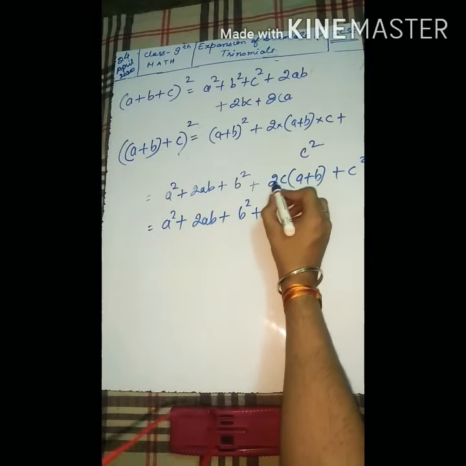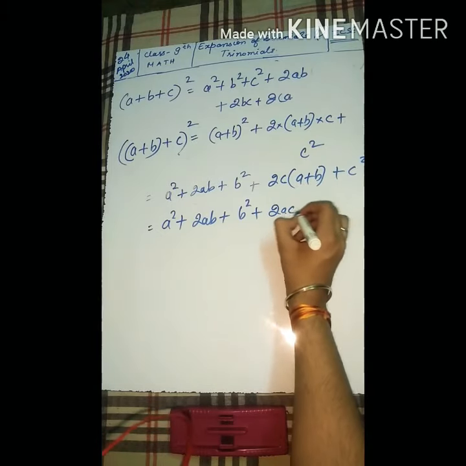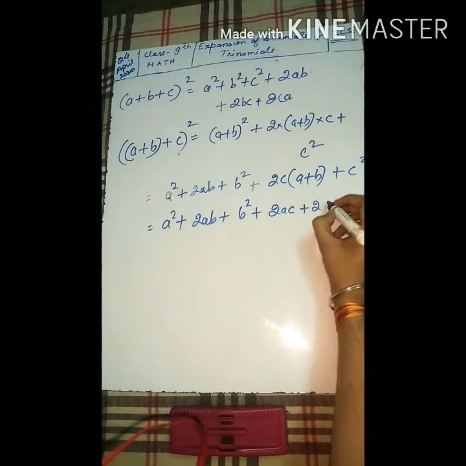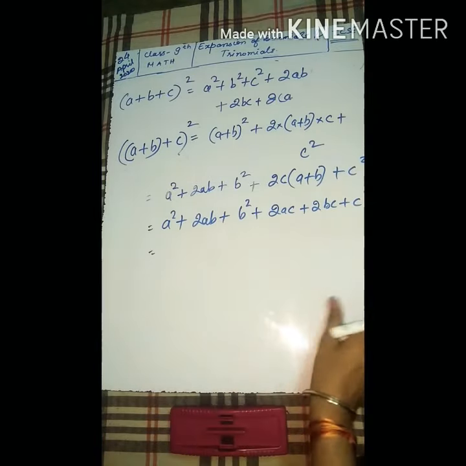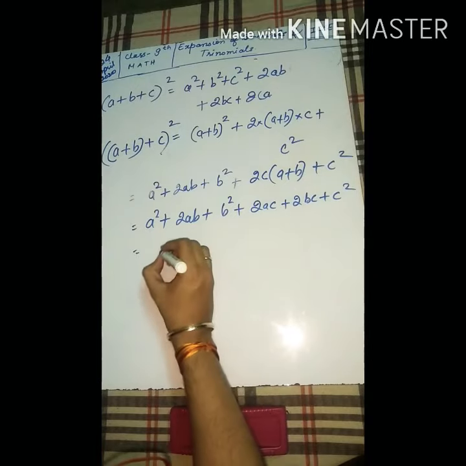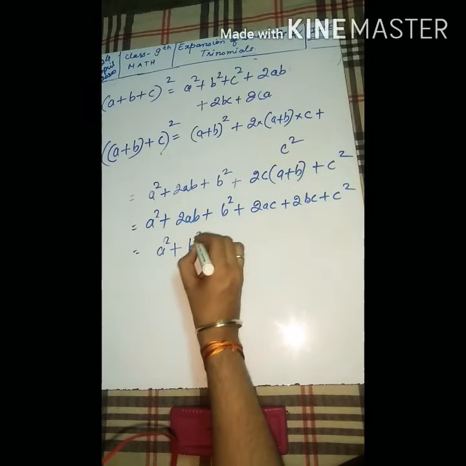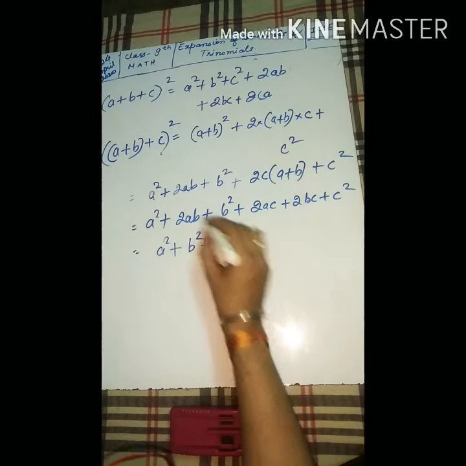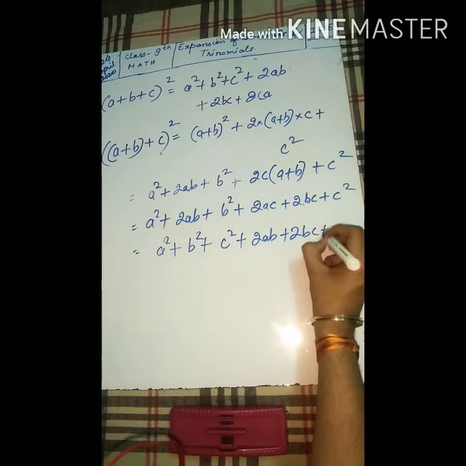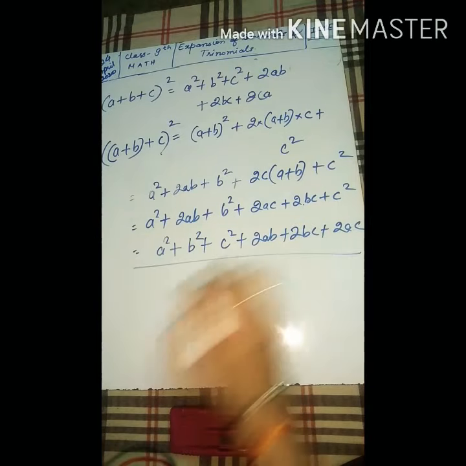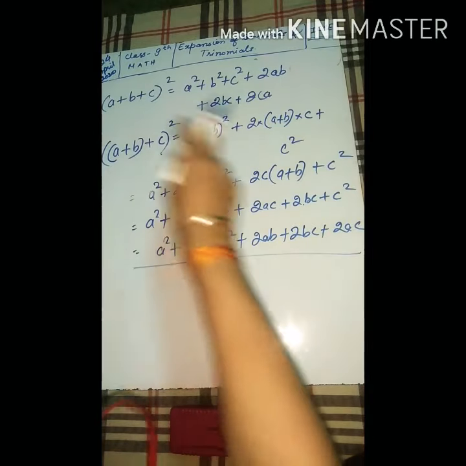Now multiply the 2c inside the bracket. 2c into a will give you 2ac. 2c into b will give you 2bc plus c square. Now you need to arrange it. After arranging this: a square plus b square plus c square plus 2ab plus 2bc plus 2ac. This is the proof of your identity.